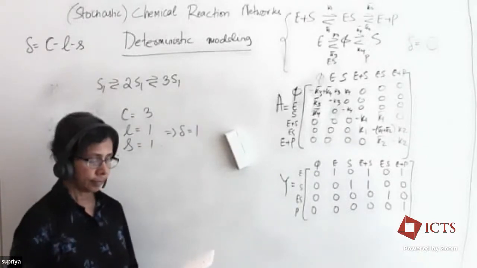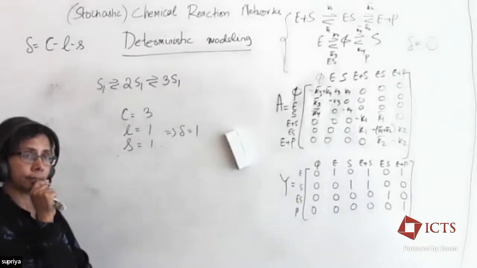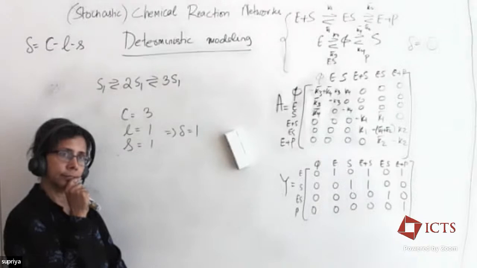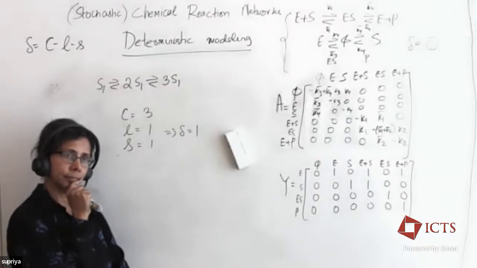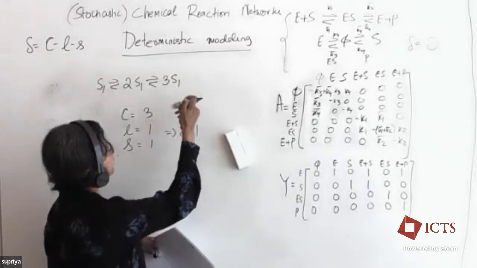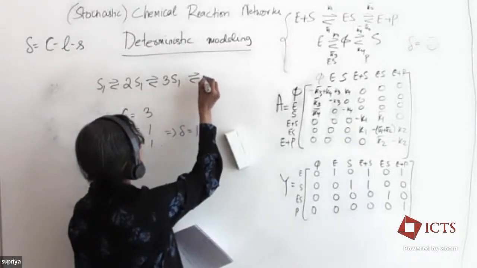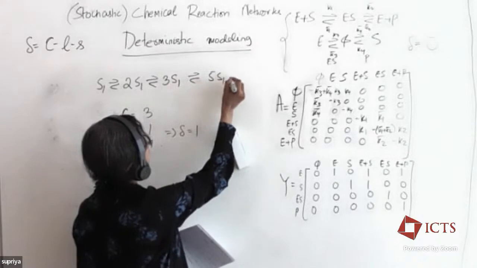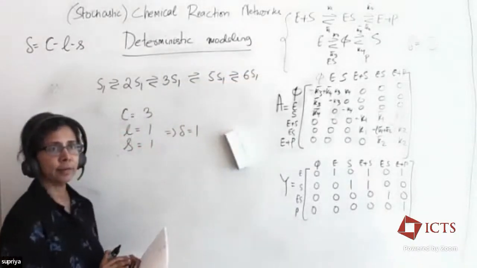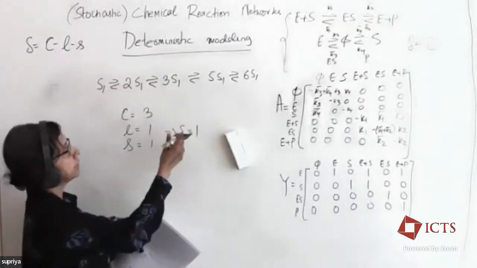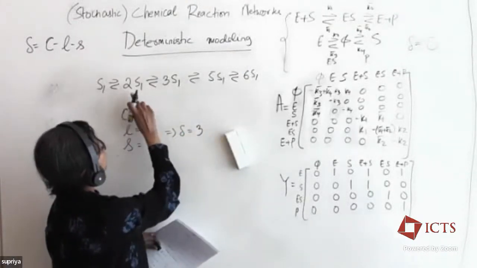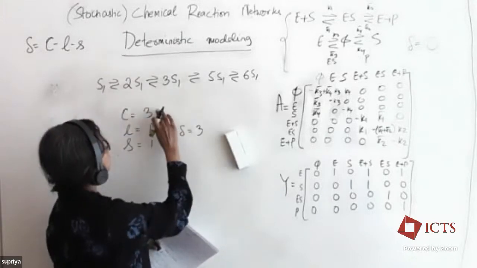Here also, you had a choice of writing an additional equation. 3s1 gives 4s1. Why did you stop at 3s1? I don't have to. I can go to 4s1. I can go to 5s1. So what will happen to the deficiency then? It keeps changing with additional equations. Absolutely, it will just keep increasing. For that one, the deficiency became 3 because the number of complexes is 1, 2, 3, 4, 5.